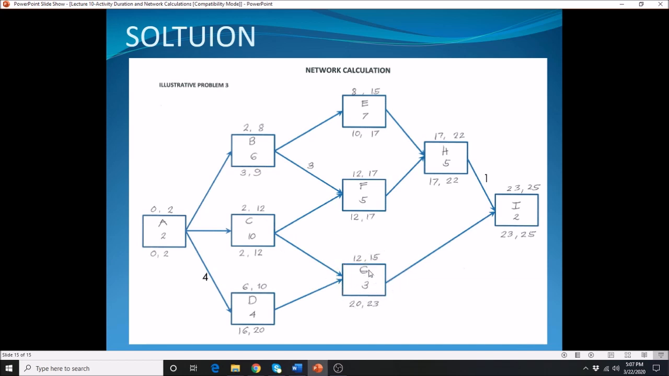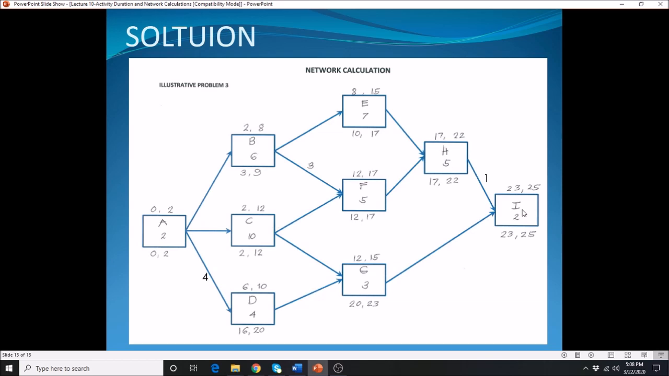Alright, for your G, G is coming from your C and your D. Maximum between the two, 12 and your 10. And that's why we have here the 12. Alright, that's why we have here now 8 plus 7, 15. 12 plus 5, 17. 12 plus 3, 15. Alright, and then your H is coming from your E and your F. Carry whatever the maximum. 17 and 15. Maximum is 17.